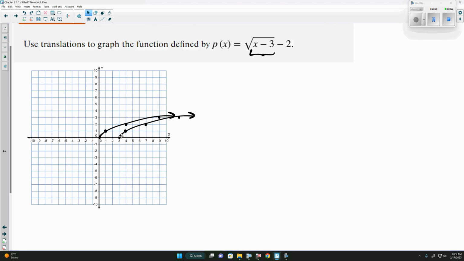Now the -2 out front tells us it's going to move where? Down 2. So you take it and move it 1, 2. And that there's our new function. Questions on this here?